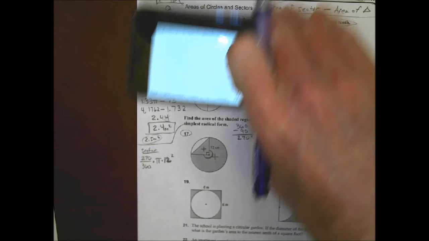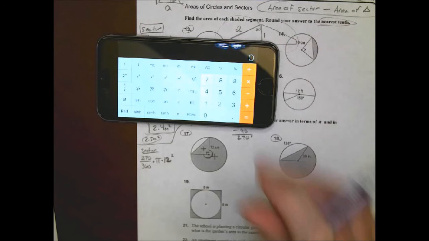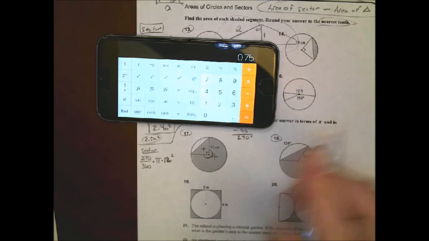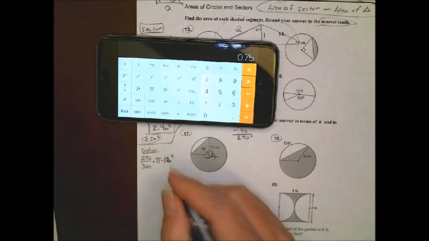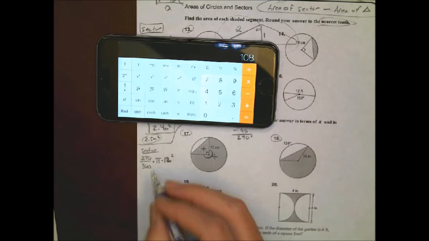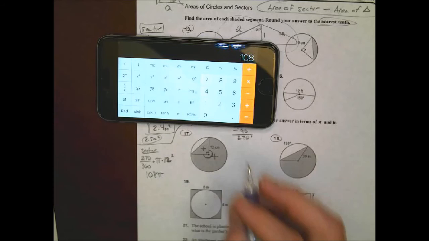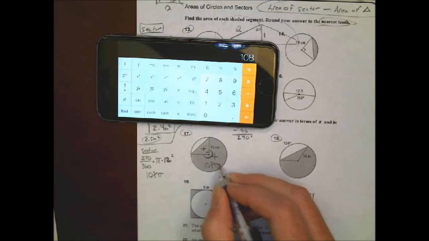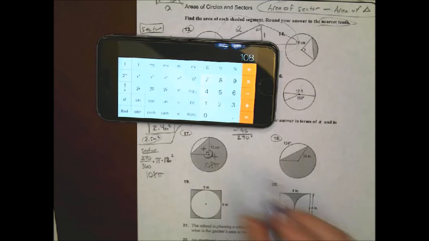Alright, if I just get the calculator out real quick for you, I can do 270 divided by 360 equals 0.75, times 12 squared is 144, and I end up with 108 pi. Okay, so this section right here, the sector, is 108 pi. That's how big that is. Now I need to add to it the area of the triangle.